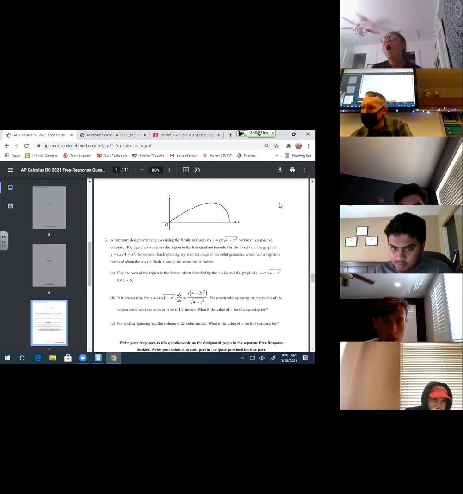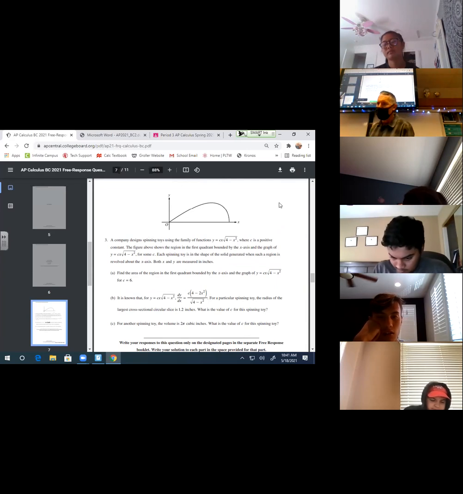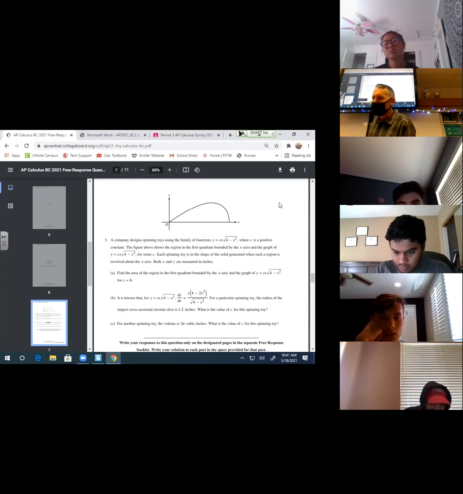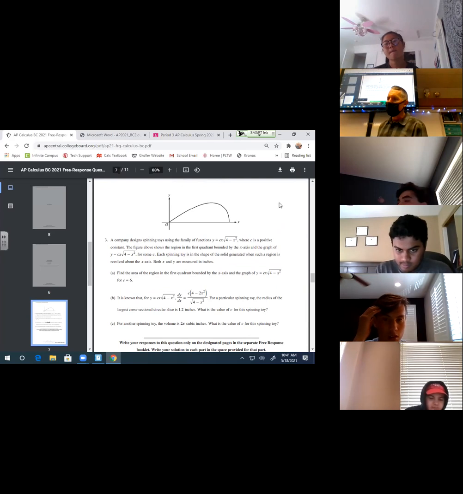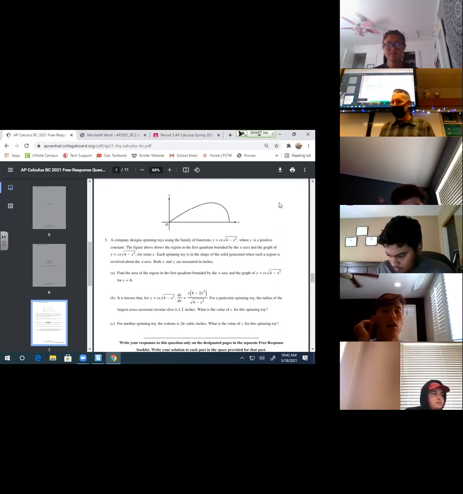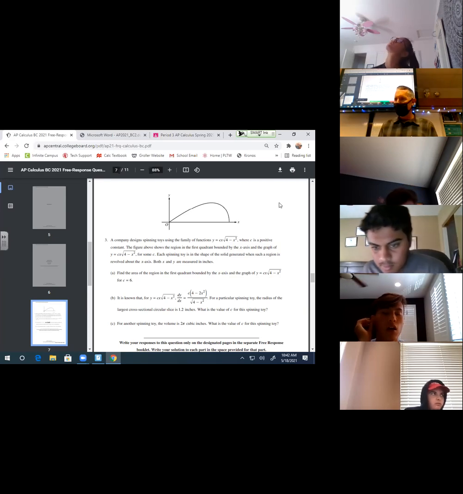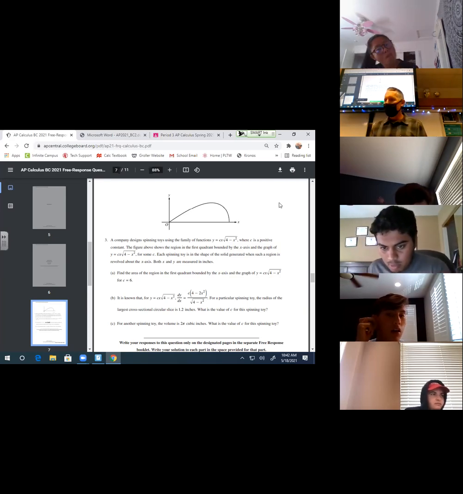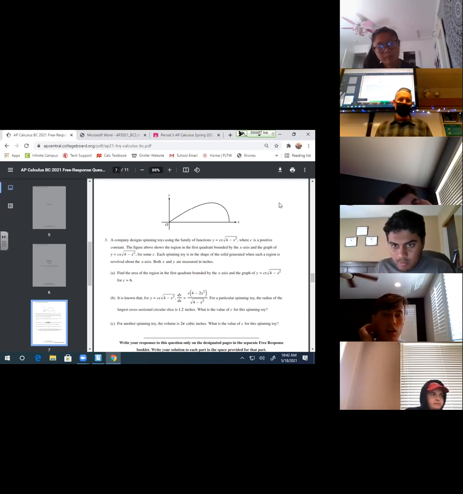So here we go. A company designs spinning toys using the family of functions y equals c times x times root 4 minus x squared, where c is a positive constant. The figure above shows the region in the first quadrant bounded by the x-axis and the graph of that for some c. Each spinning toy is in the shape of the solid generated when such a region is revolved about the x-axis. Both x and y are measured in inches.